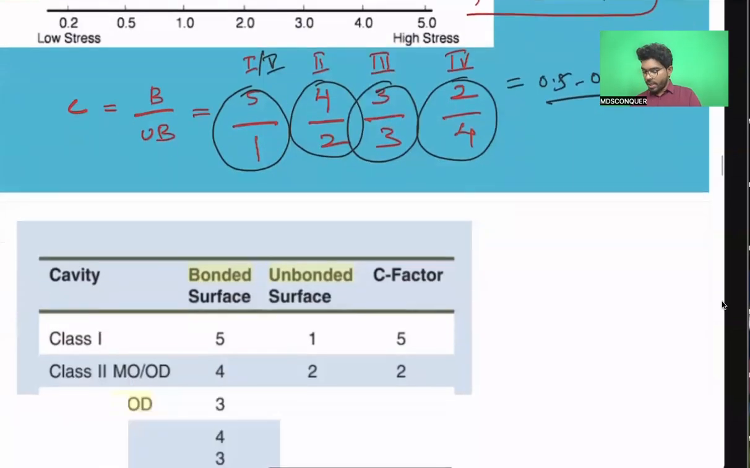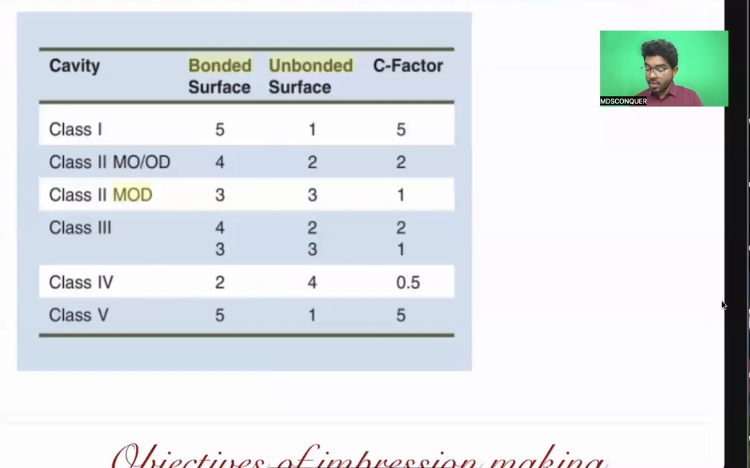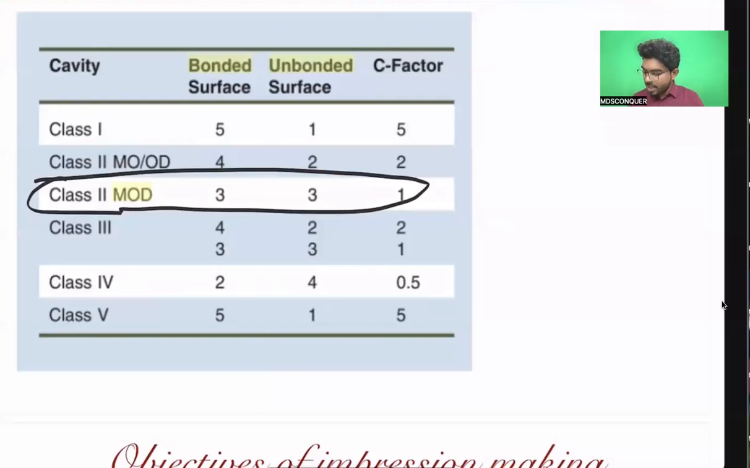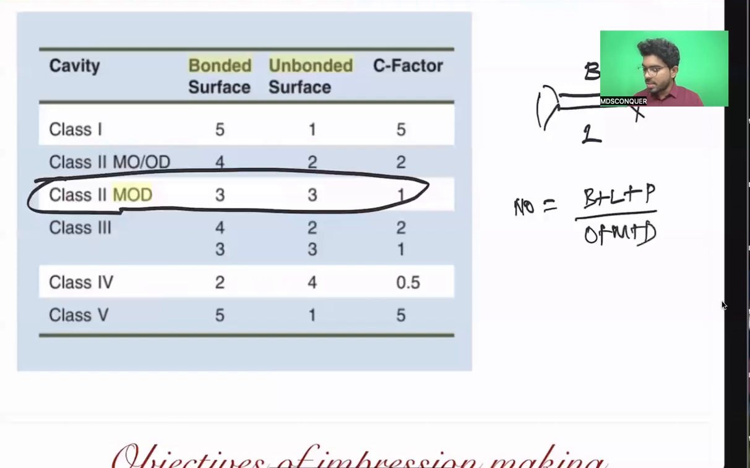This is one more table from a standard reference. They can ask you the C factor for MOD. MOD is something like a cavity like this. So how they're going to take it: buccal side as 1, lingual side as 2, and occlusal side. So buccal, lingual, and pulpal sides are the bonded zones, buccal plus lingual plus pulpal. Whereas the unbonded are occlusal, mesial, and distal. So it is 3 by 3. The answer is 1. Clear?